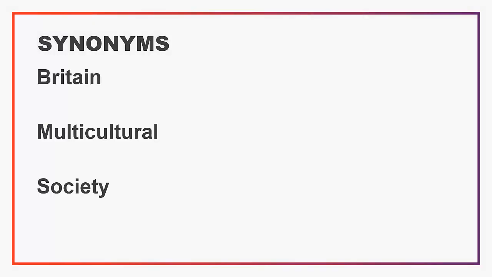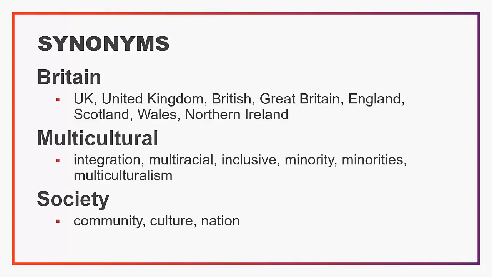With that in mind, let's go back to our key words, Britain, multicultural, and society. What are some synonyms or alternative words for these terms? Here are some examples of alternative words we could use. For Britain, we could also use UK, United Kingdom, British, and others. For multicultural, we could try integration, multiracial, and so on. And for society, community, culture, and nation. There are probably more alternative words than these, and you might come across more terms when you carry out your searches.